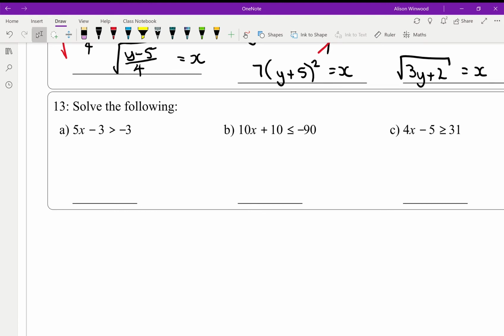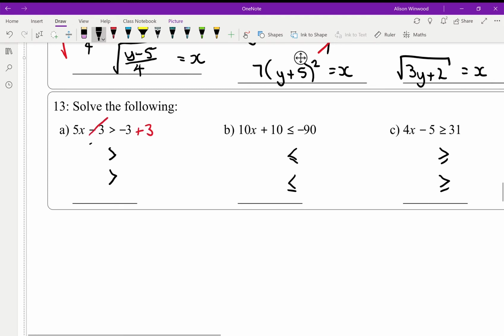Inequalities work like equalities, except instead of an equal sign, I keep the inequality sign. So the opposite of subtract 3 is add 3. Opposite of multiply by 5 is divide by 5. So I get x is greater than 0.